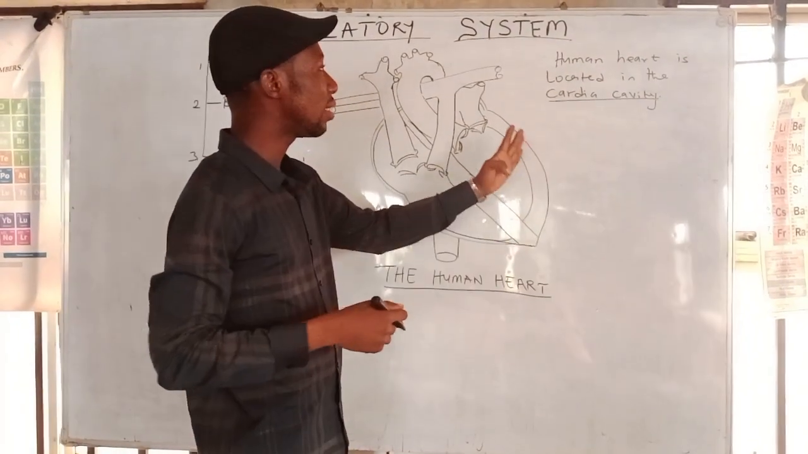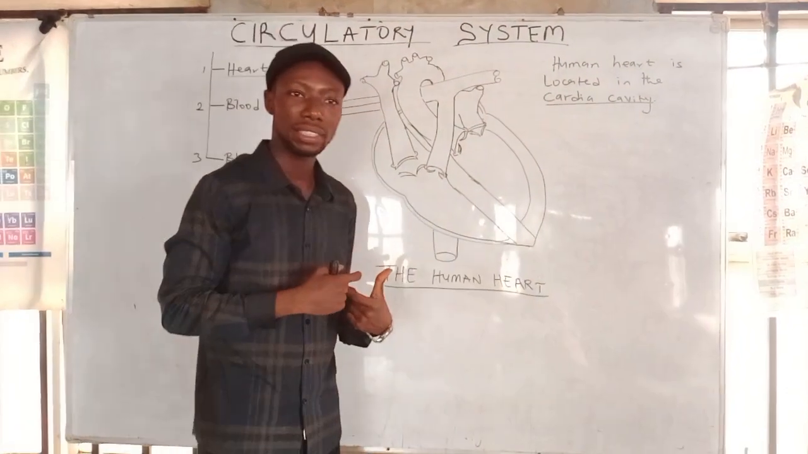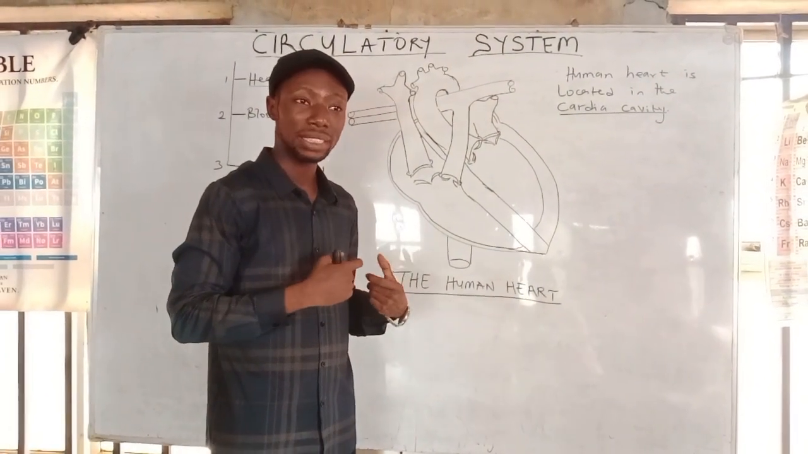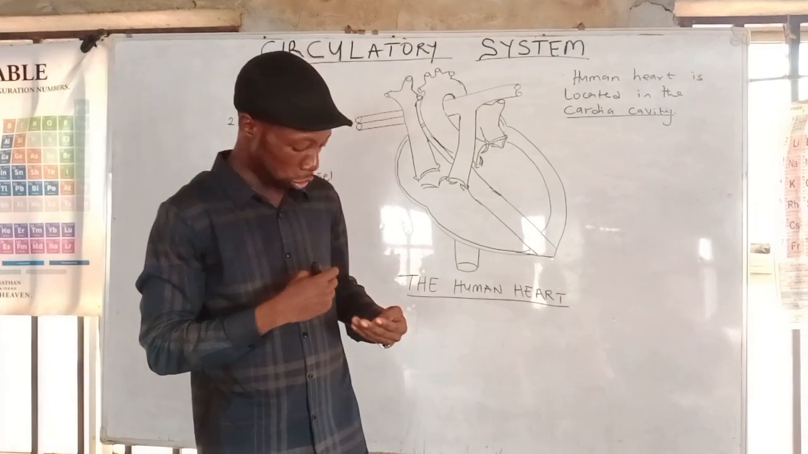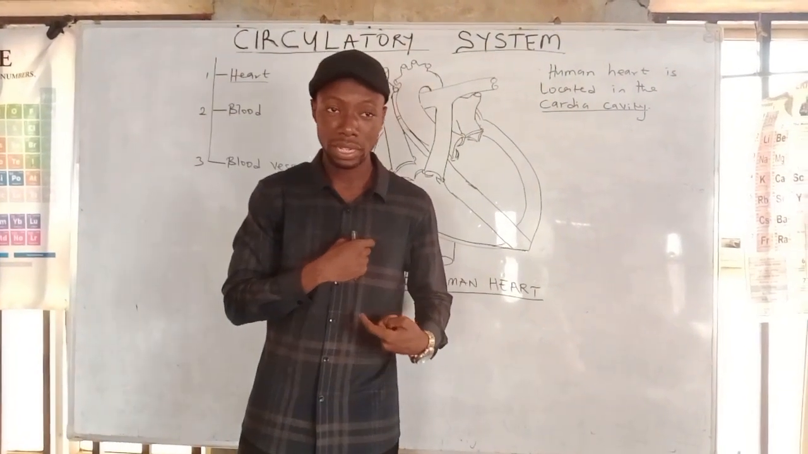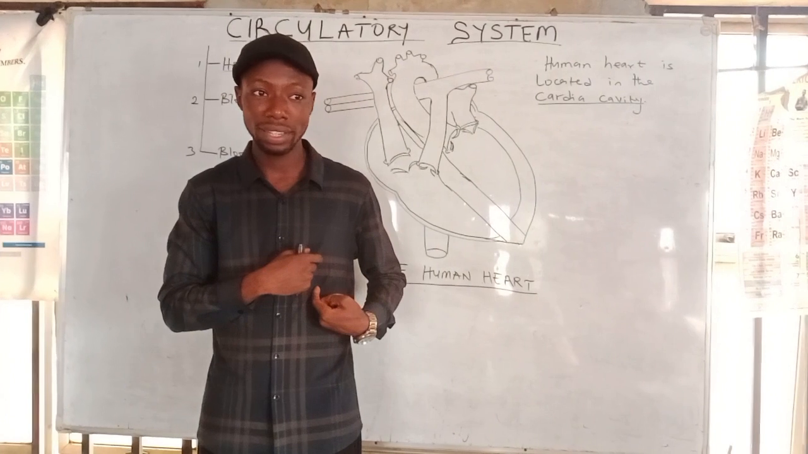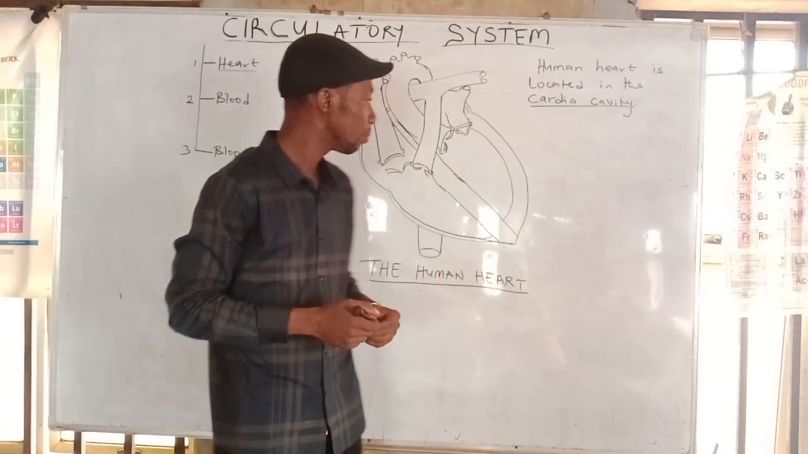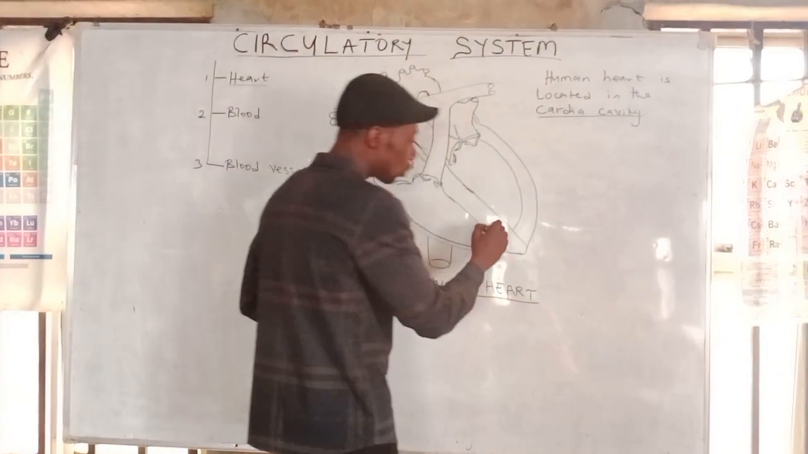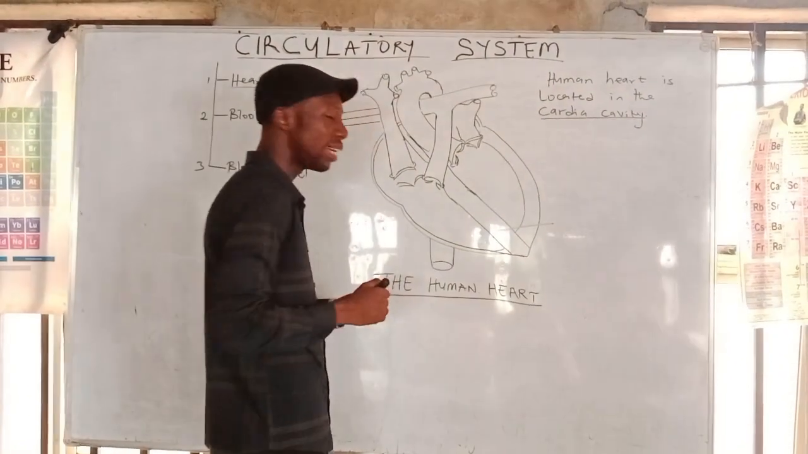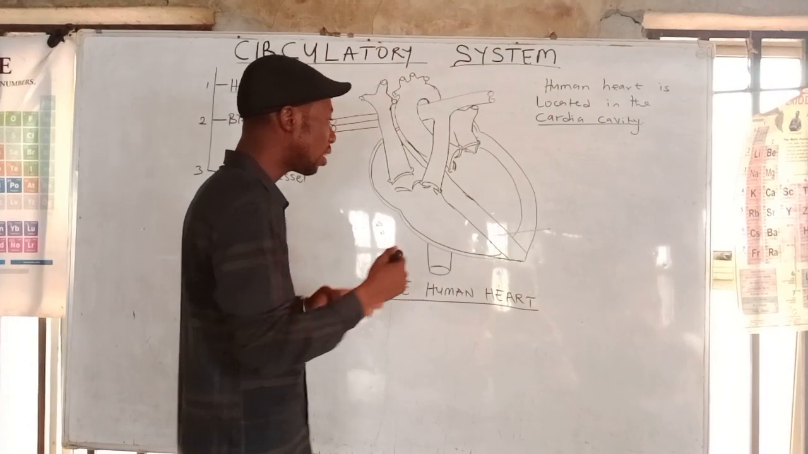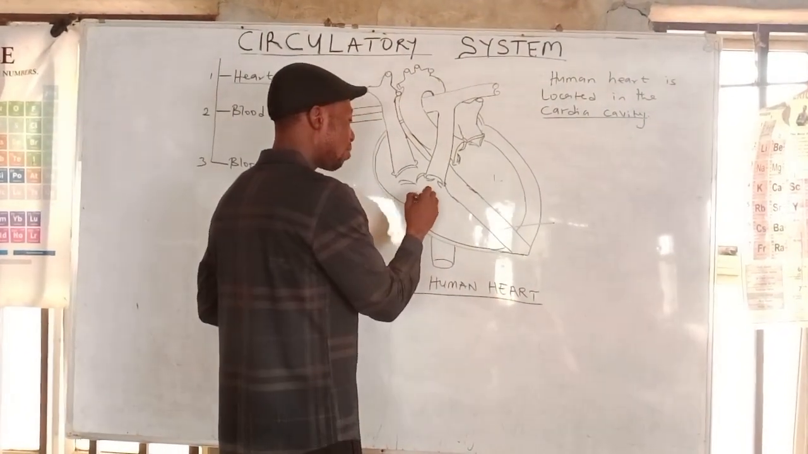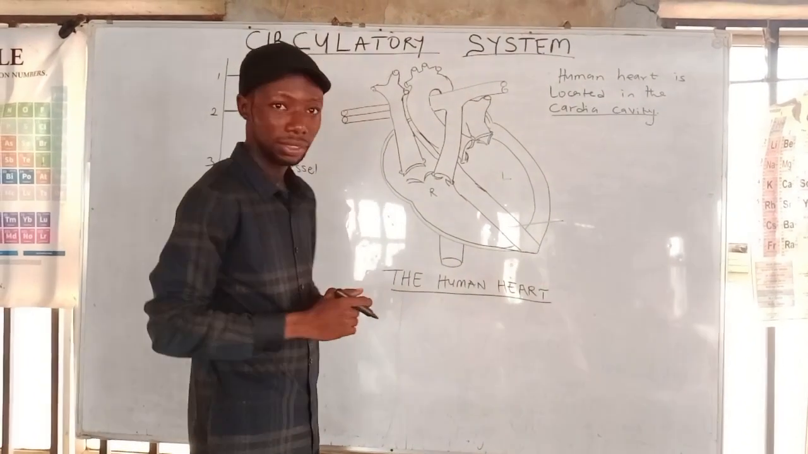The human heart here is located in the cardiac cavity, as I discussed before, which is located in the thoracic cavity. Just between the fourth rib and the fifth rib is the heart, immediately below the left nipple of the breast. Now this heart here, as you see on the whiteboard, is divided into two chambers. Here we have the left chamber, and here we have the right chamber.